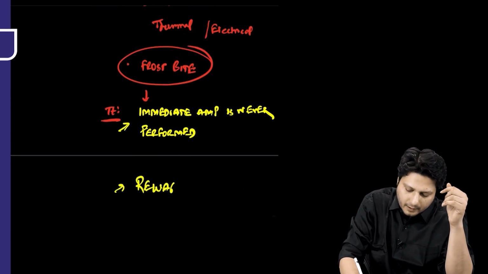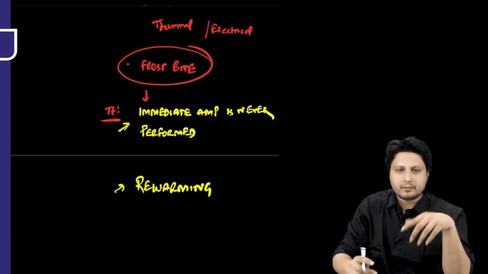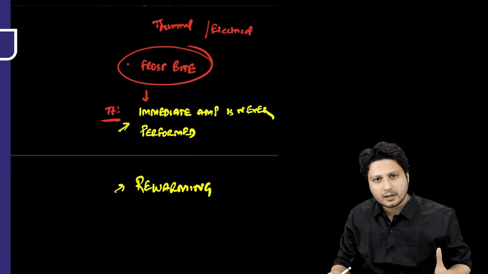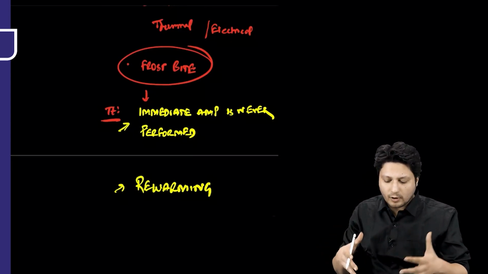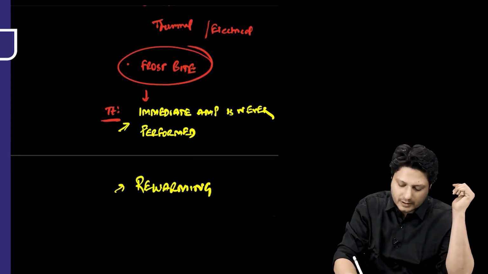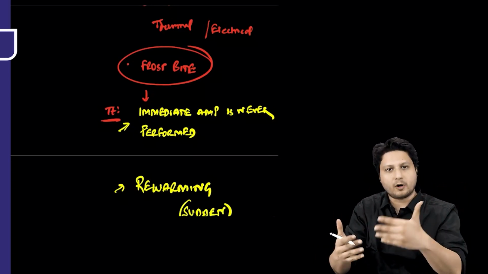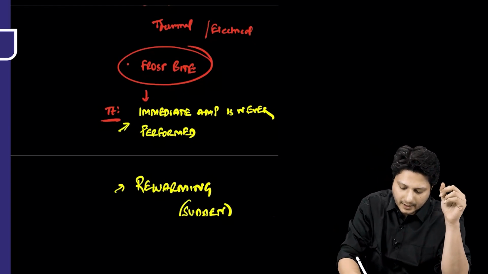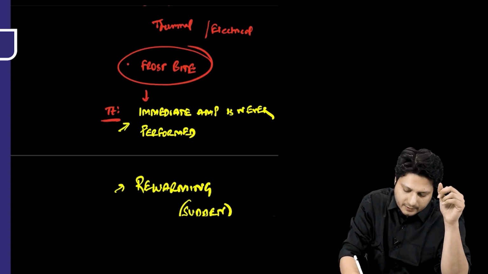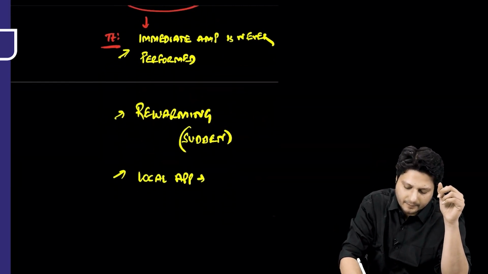rewarming. Once you have treated the hypoxia and hypothermia of the patient, then you have to go for limb rewarming. This limb rewarming has to be sudden, that means immediate rewarming of the limb is important. Then some local applications of silver sulfadiazine.